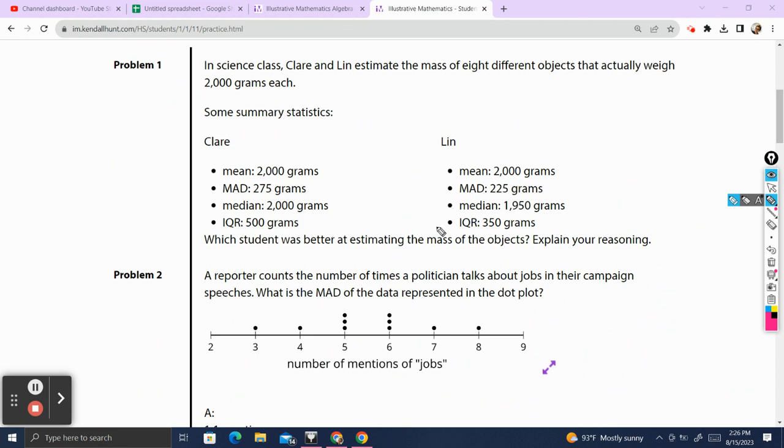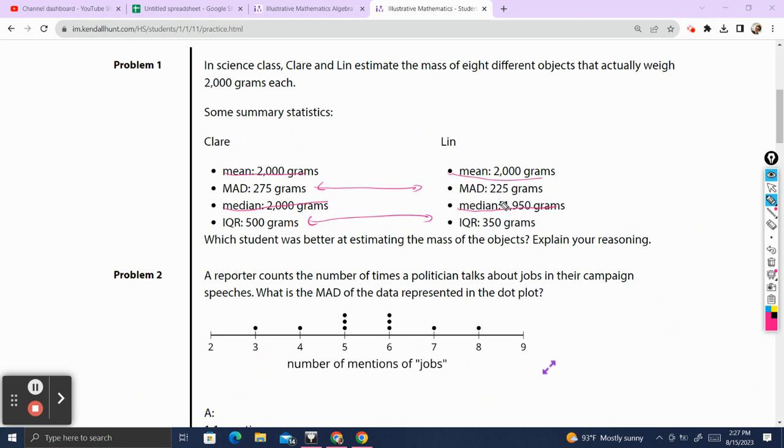Which student was better at estimating the mass of the objects? Explain your reasoning. So, the mean doesn't really matter because they have the same mean. The median is pretty close to the mean for both of them, so I'm going to disregard that. However, we have a pretty dramatically different MAD, and we have a pretty dramatically different IQR. What we notice is both for the MAD and for the IQR, Lynn's values are less.